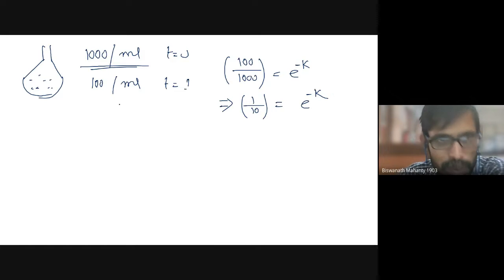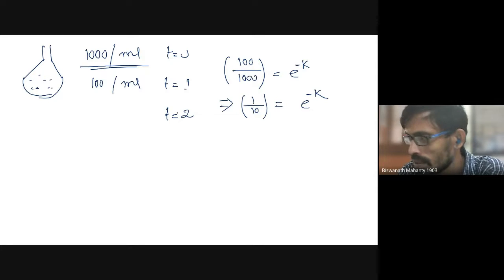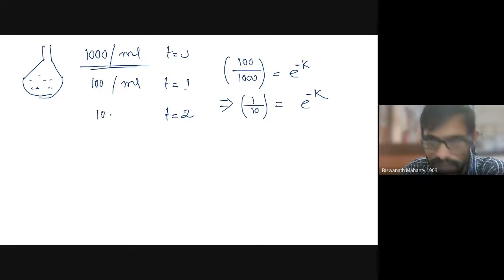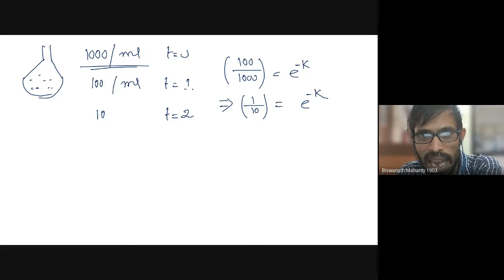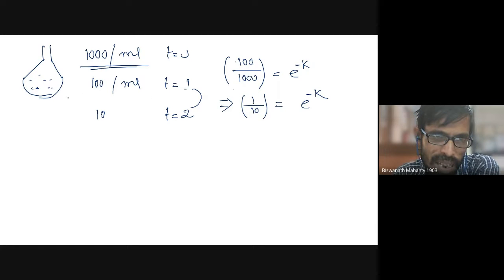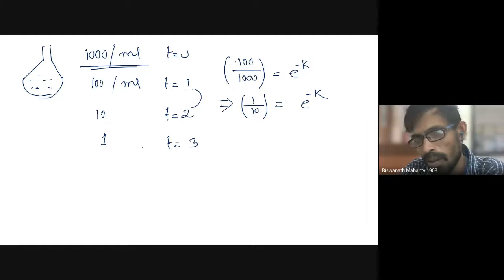Now if I ask you simply, because this is a first order, right? After another 1 minute, if I say at time 2, what will be the number? You see, because the time gap is always 1 minute here also, the ratio should be, for example, in this case the ratio is 1 by 10. So here also it will become 1 by 10. So 1000 to 100, then 1 by 10 again. Next time, what will happen at t equal to 3? It will become 1.